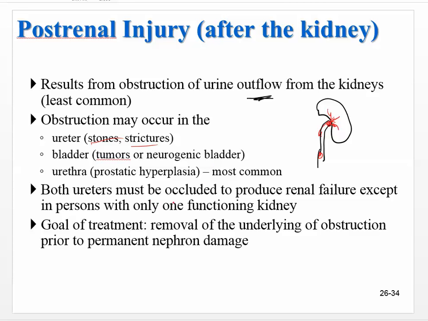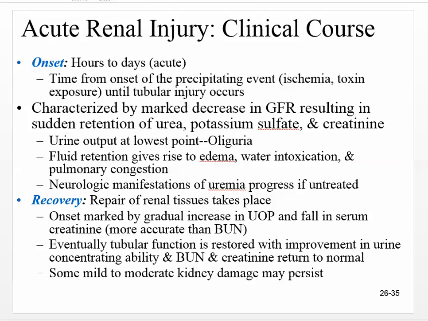Both ureters must be occluded to produce renal failure, except in persons with only one functioning kidney, which makes sense. Goal of treatment: removal of the underlying obstruction prior to permanent nephron damage. Permanent obviously means it's irreversible, and so we want to fix that before we get to that point.